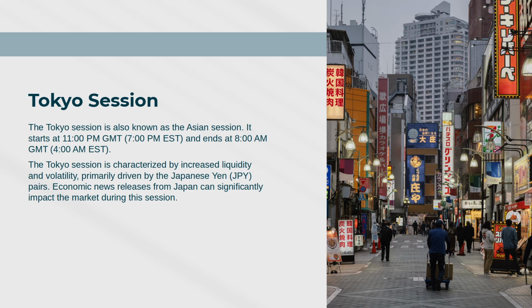Tokyo session. The Tokyo session is also known as the Asian session. It starts at 11 p.m. GMT, which is 7 p.m. EST, and ends at 8 a.m. GMT, which is 4 a.m. EST. The Tokyo session is characterized by increased liquidity and volatility, primarily driven by the Japanese yen, JPY pairs. Economic news releases from Japan can significantly impact the market during this session.